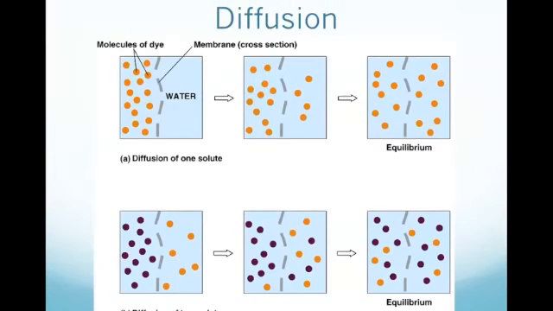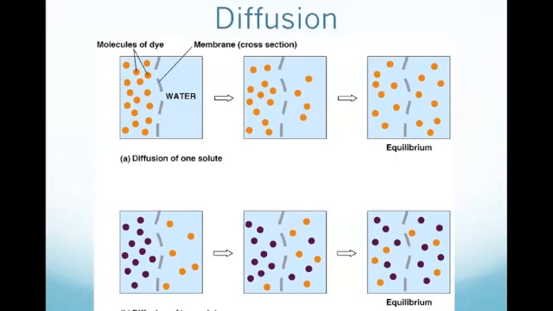So to start off with, diffusion is the movement of molecules from high to low concentration. So as you see in the picture, the top one, you have molecules of dye on the left side, and they will diffuse across that membrane until equilibrium is reached. So note the area of high concentration towards the area of low concentration.